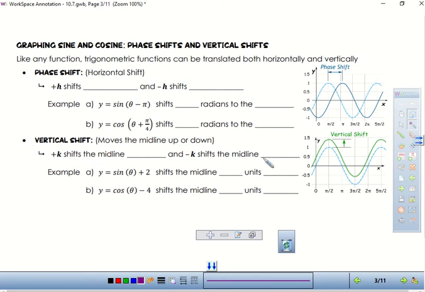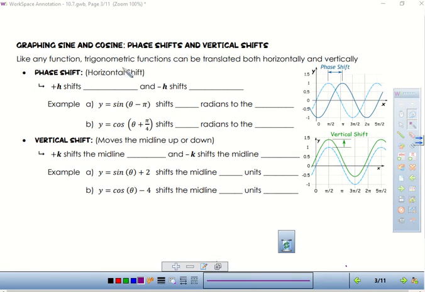And also vertical shifts. So phase shift is another name for a horizontal shift. But in graphing a trigonometric function, we call it a phase shift instead of a horizontal shift. It's effectively the same thing. So like any function, trigonometric functions can be translated both horizontally and vertically. Translate just means shifted, right? You learned that in geometry.